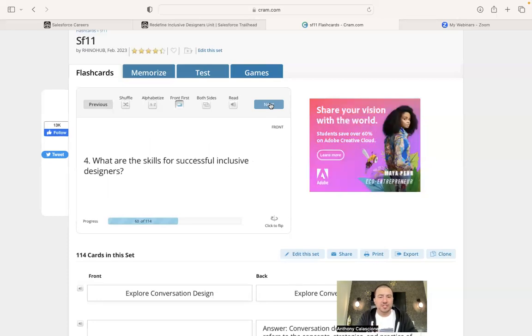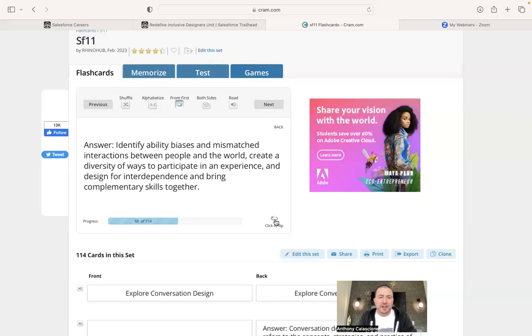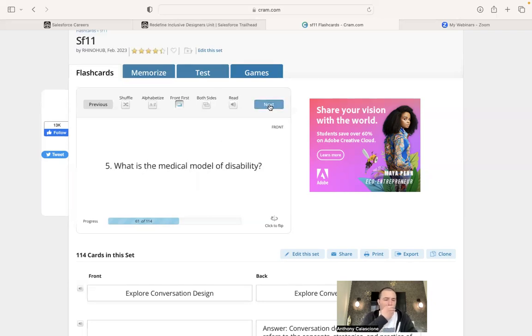What are the skills for successful inclusive designers? Identify ability bias and mismatched interactions between people in the world, create a diversity of ways to participate in an experience, and design for independence and bring complementary skills together.